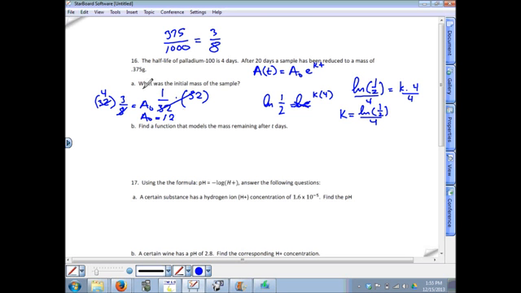We've accomplished actually 2 things here. Not only have we answered the question, what's the initial mass, 12 grams, we also have solved for the value of k, which we would have had to do anyway in part B, because now they're asking for a function that models their mass remaining after any amount of time, t days. So A(t) is equal to 12 times e to the natural log of 1/2 over 4 times t.